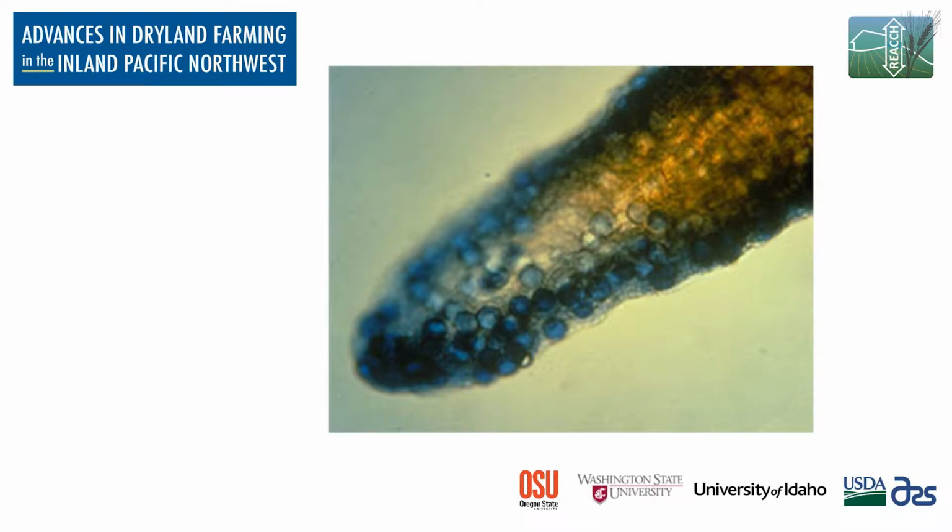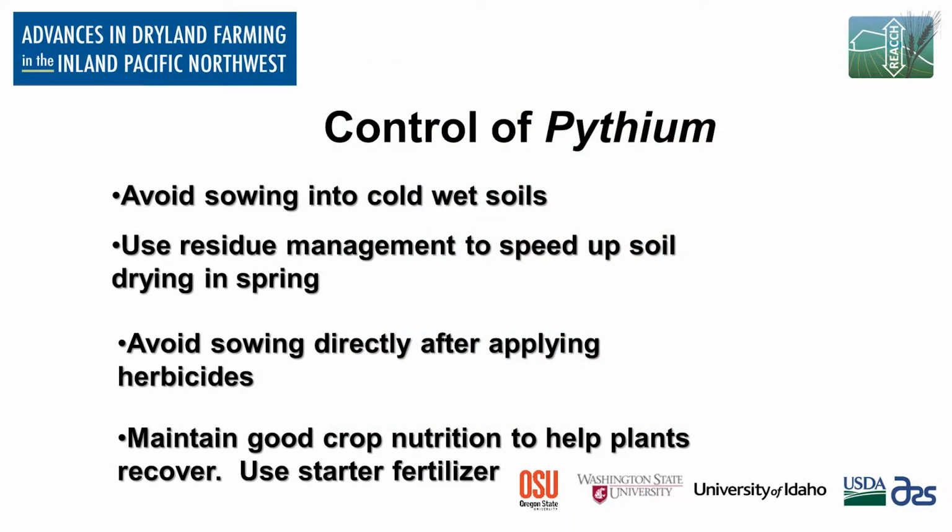And then finally, this picture shows the reproductive structures that the Pythium forms, called oospores, which can survive in the soil for a long period of time. Once this root dies, they're then incorporated into the soil. So that's a little bit about the life history. A few words about control of Pythium.